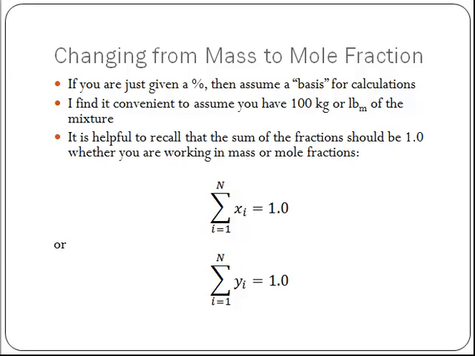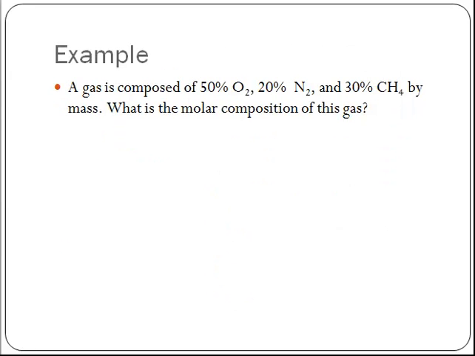Now, what if I wanted to go from mass to mole? Essentially, I do the same sort of thing, but I'm going to start by assuming so many kilograms or pound mass or grams, whatever sort of units you wish to use. Again, I think that using 100 is convenient. So I have something where now I have oxygen, nitrogen, and methane, fractions given by mass, and I want to know the molar composition.